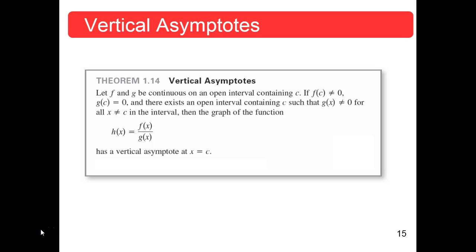Now, there's one thing that they've left out here, unless I'm missing something. They should have said with no common factors. Because as I read this and think of it, they did take care of that. Because f of c cannot be 0. If it was a common factor, then f of c would be 0 too. So this says f of c can't be 0, but g of c is. So yeah, that eliminates the possibility of a common factor.